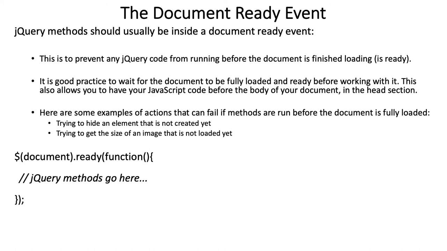Here are some examples of actions that could fail if the methods run before the document is fully loaded: trying to hide an element that's not yet created, or trying to get the size of an image that's not yet loaded. And so we're going to have the document ready condition, and that's the end of it. So this is the function that happens on document ready, and that's where we're going to put the jQuery.